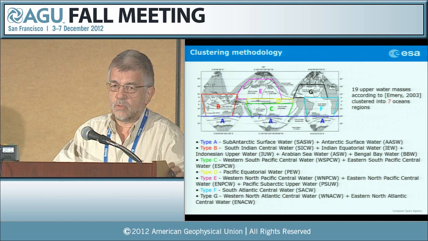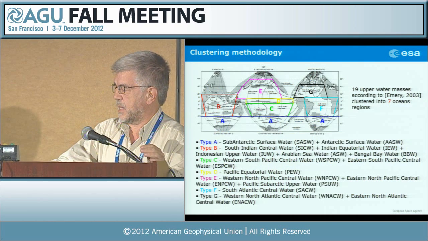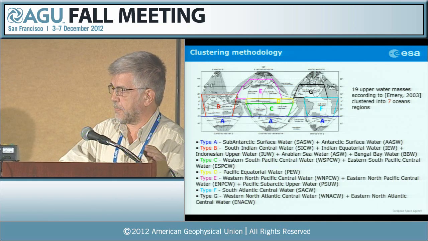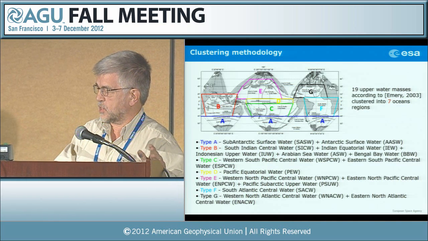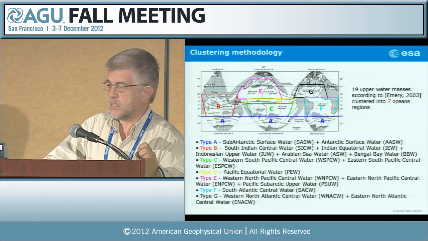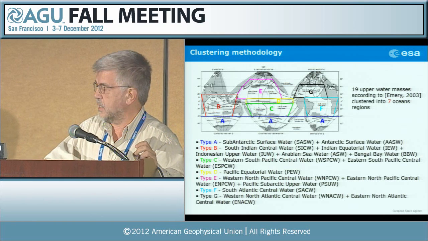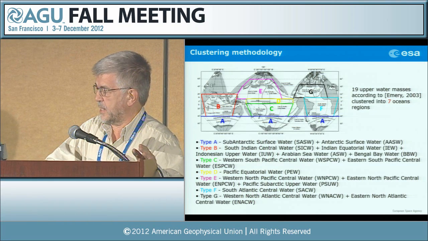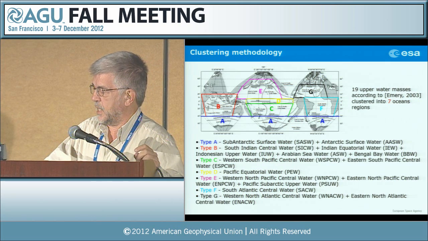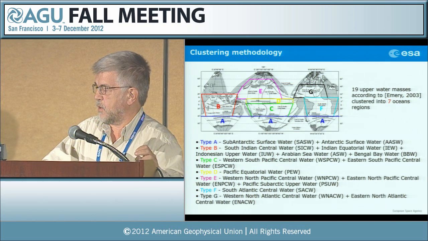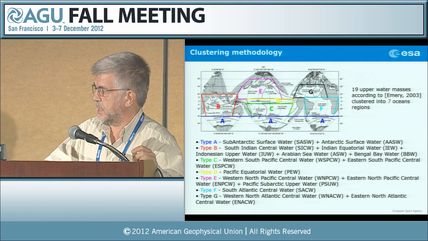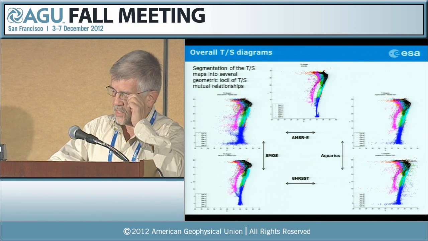So then, to start working on this, what has been done is to, let's say, cluster the surface water masses. We have identified up to 19 water masses in the surface layer, and these have been grouped in 7 different ocean regions, as they are explained in this map.